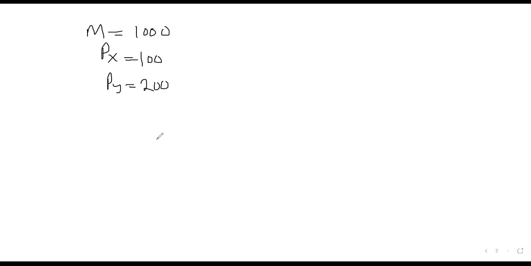So to come up with the budget line, you remember the formula for the budget line? Income is equal to what? Price of X times X plus price of Y times Y. So we're going to say 1,000 is equal to what? 100X plus 200Y.